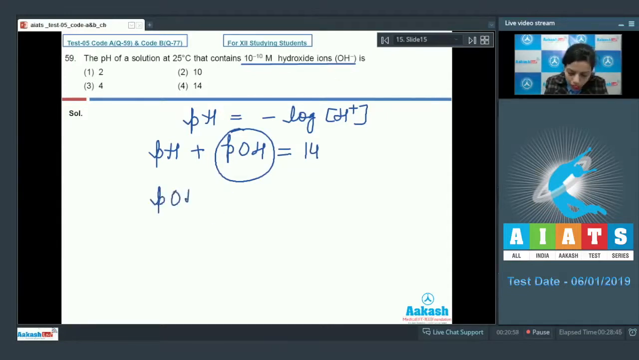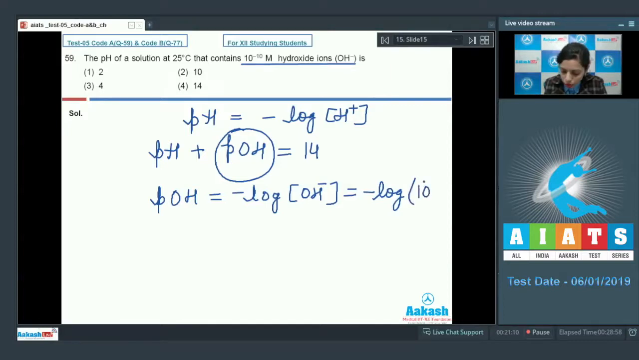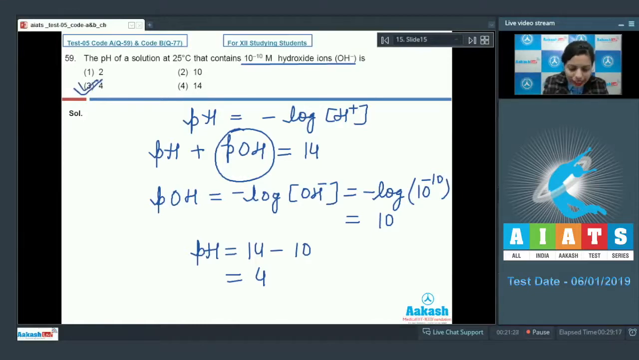So this pOH value is equal to negative log of hydroxide ion concentration, and that is equal to negative log of 10 raised to the power minus 10. It means this pOH value is 10 simply, and if pOH value is 10, then definitely pH is equal to 14 minus 10, that is 4. So pH of the given solution at 25 degrees Celsius is 4, and this is given in option 3, and that's why the correct answer is also option 3.